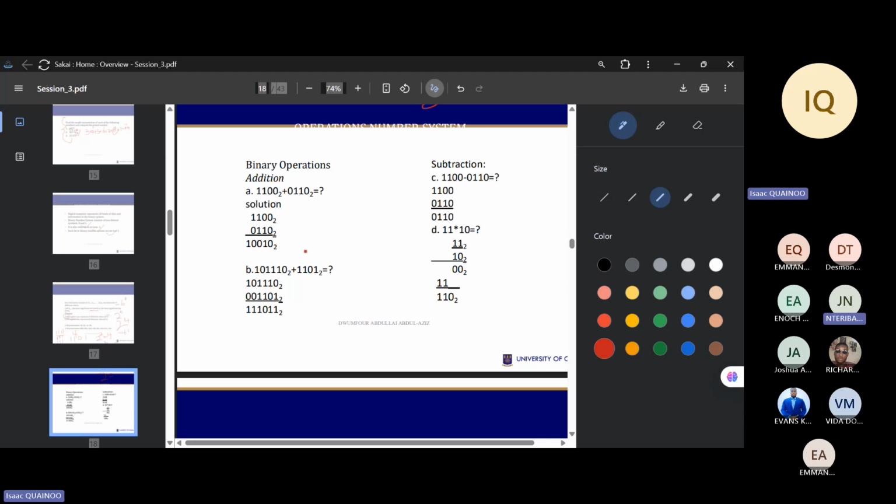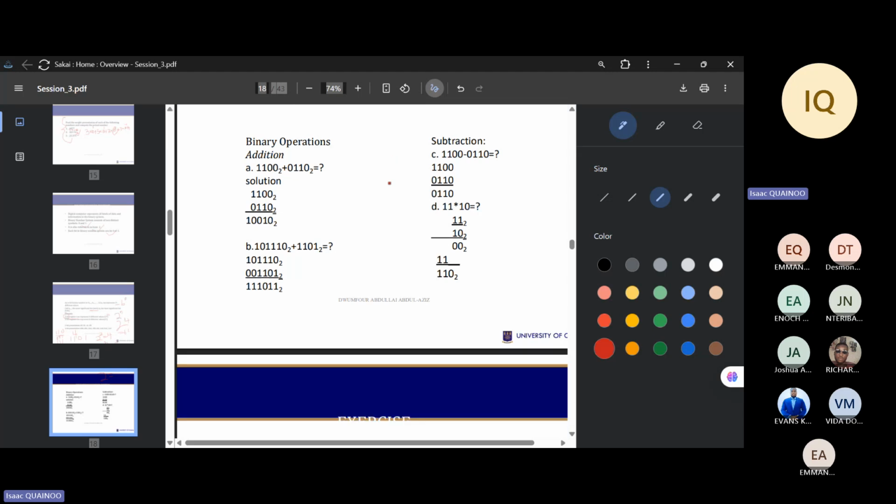Sure. Sorry. 9:24. Okay. So the next thing that we are going to look at is number-base arithmetic. That is how to add and subtract number bases.